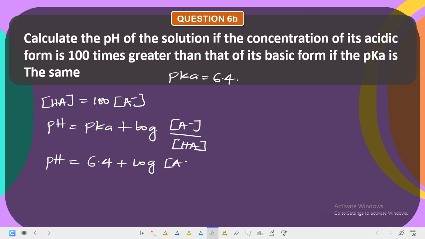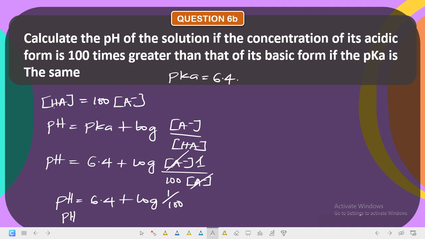minus. So our A minus still remains. It's HA that changed. So our HA now will be 100 bracket A minus. A minus cancels A minus. We are left with 1 here. So at the end of the day, our pH will be 6.4 plus log 1 over 100, because when this cancels this, it gives us 1.